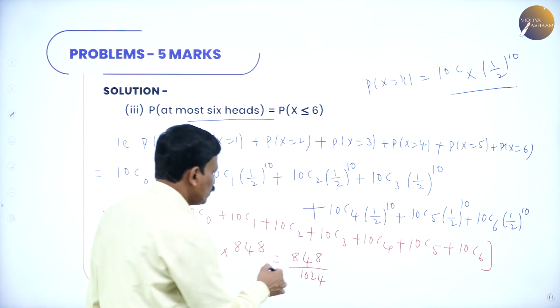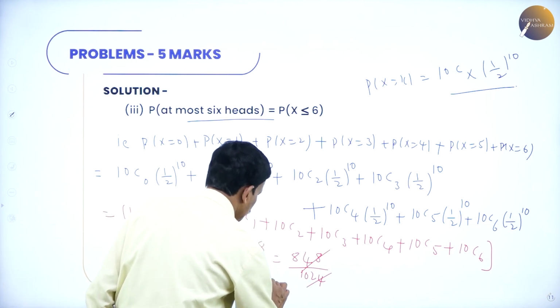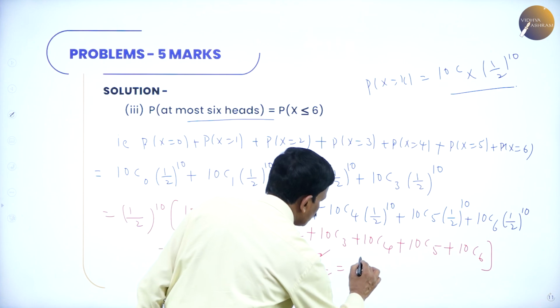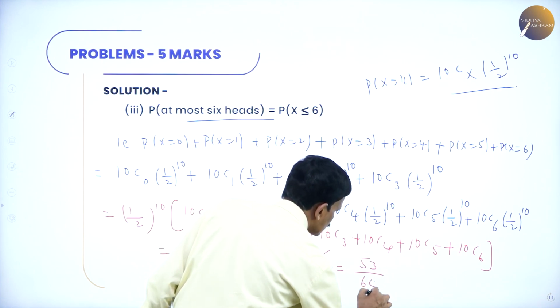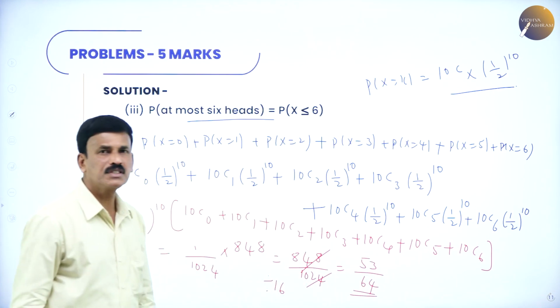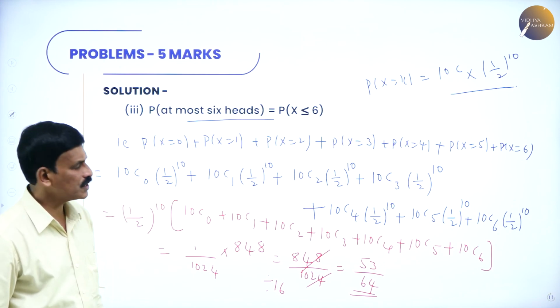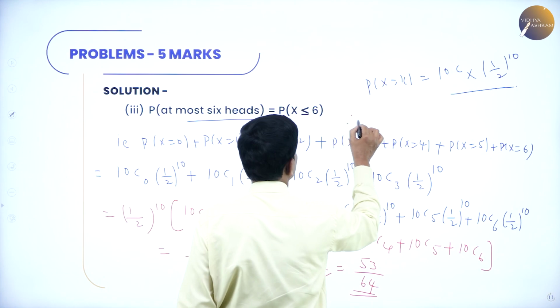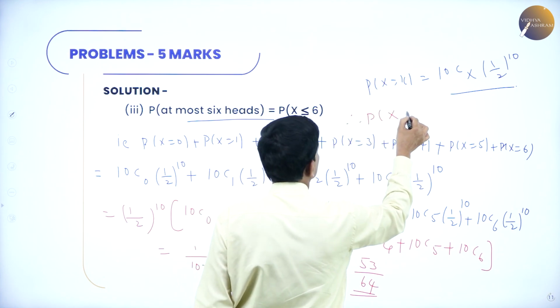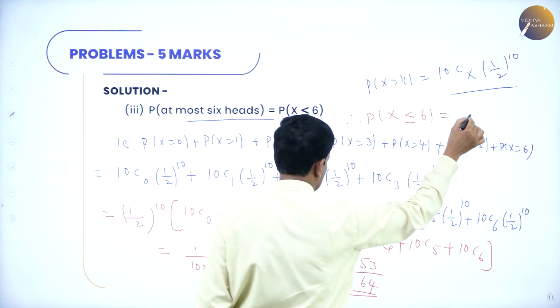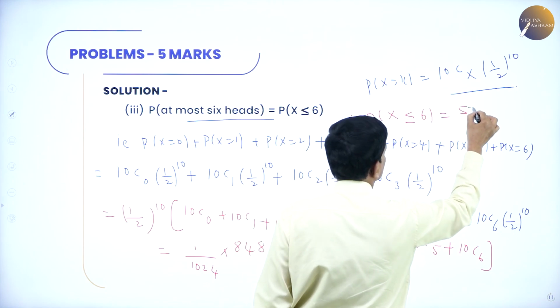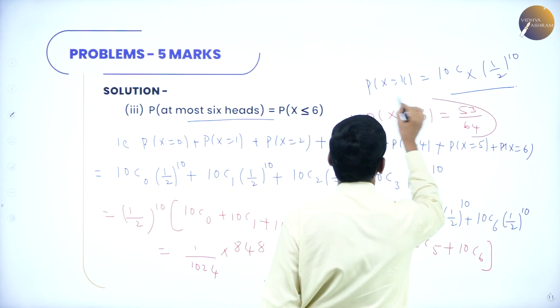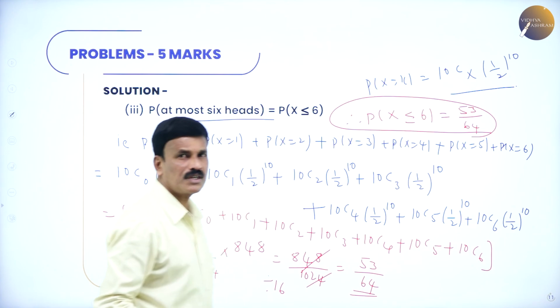If you divide by 16, this is equal to 53 divided by 64. 53 divided by 64 is the required answer. So therefore the probability of x less than or equal to 6 is 53 divided by 64. So this is the required answer.